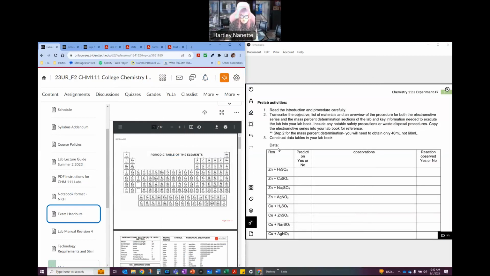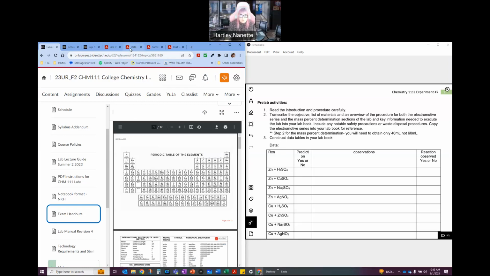So in the first portion of this, we're going to be talking about the reaction between zinc and 4 solutions, H2SO4, CuSO4, Na2SO4, and AgNO3. And then we're going to swap out the metal and look at copper with all 4 of those same solutions.